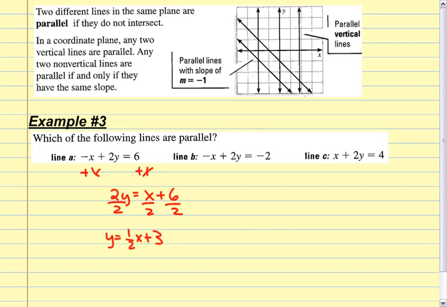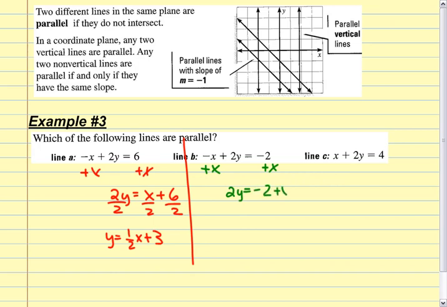All right. Who's going to help me with b? Clay? So first you get y on one side and all the other stuff on the other. So you do y equals mx plus b. So first you add x to both sides. And you get 2y equals negative 2 plus x.